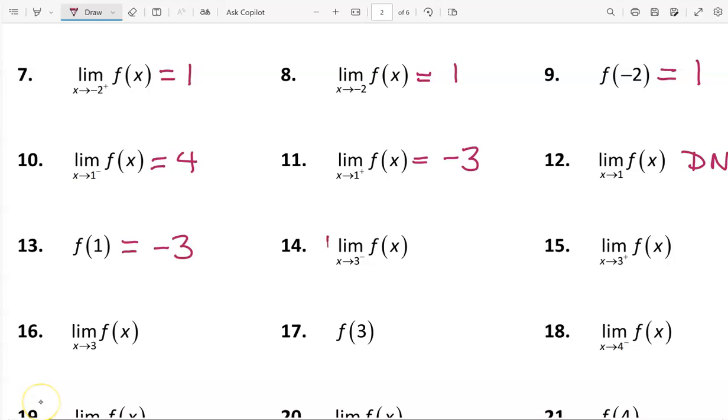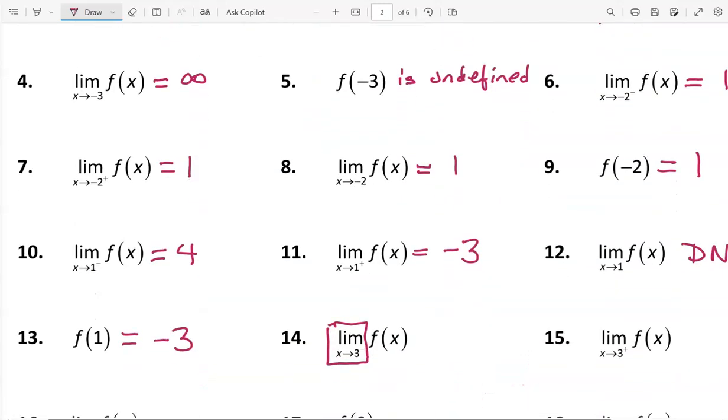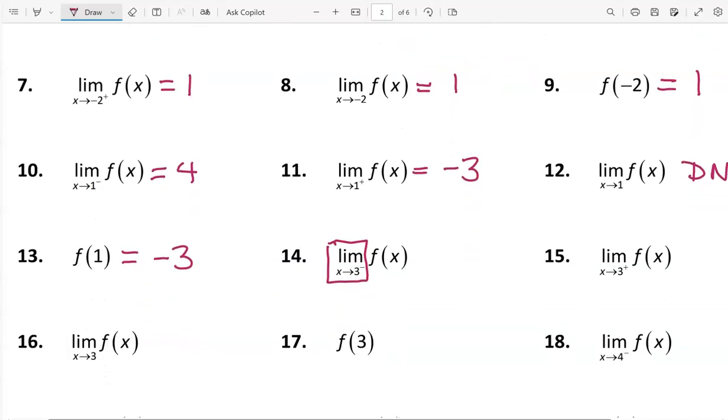For number 14, we are looking for the limit of f of x as x approaches 3, but from the left side. So I'm going to get on the graph from the left side of x equals 3 and look to see what the y values are approaching, and they are approaching positive 1, which means that the limit as x approaches 3 from the left of f of x is equal to positive 1.